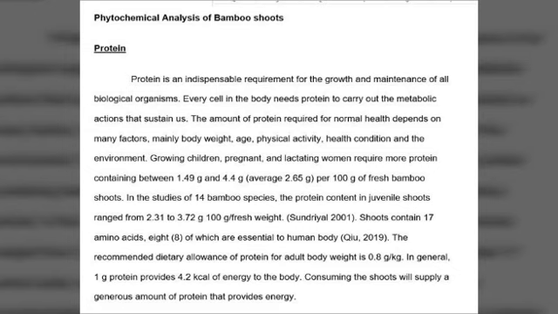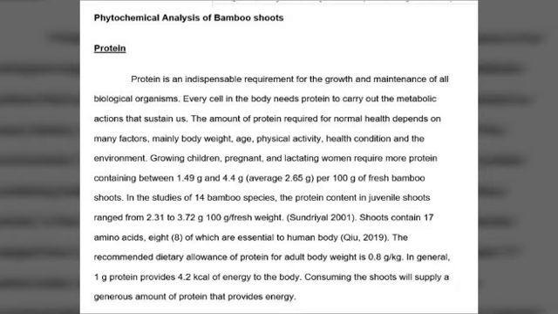The amount of protein required for normal health depends on many factors, mainly body weight, age, physical activity, health condition, and the environment. Growing children, pregnant and lactating women require more protein, containing between 1.49 grams and 4.4 grams, with an average of 2.65 grams per 100 grams of fresh bamboo shoots. In the studies of 14 bamboo species, the protein content in juvenile shoots ranges from 2.31 to 3.72 grams per 100 grams fresh weight, according to Sundriel 2001.